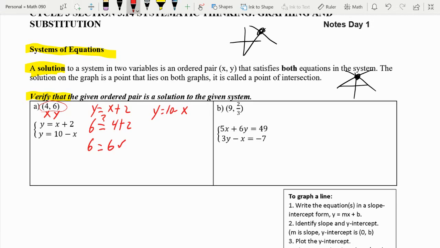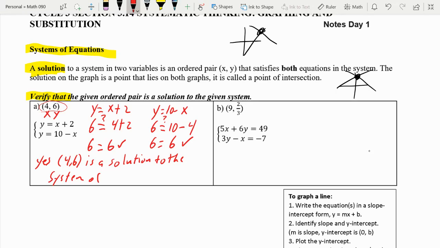Now I'm going to plug in for the second equation. So y was equal to 6, 10 minus 4. And again, it's a question. Does the left side equal the right side? Well, yes, the left side equals the right side. Since both of these work, we can say yes, (4, 6) is a solution to the system of equations.